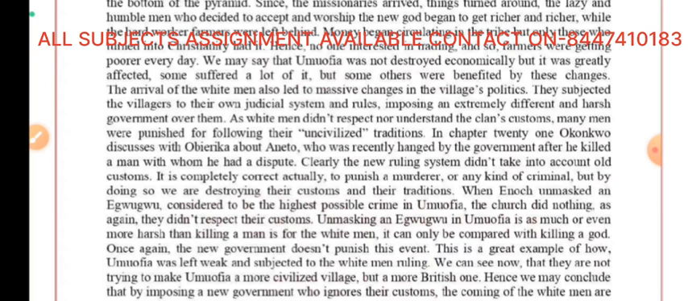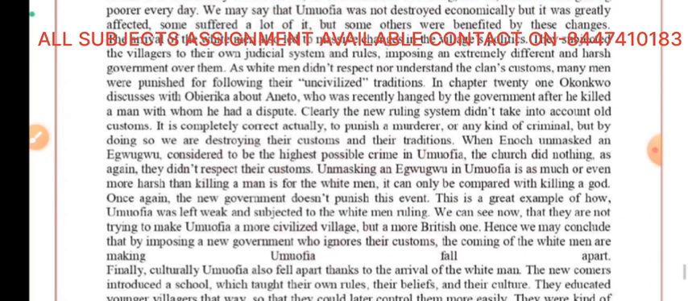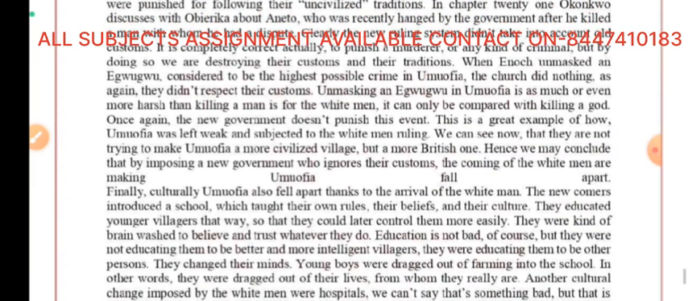The arrival of the white men also led to massive changes in the village politics. They subjected the villagers to their own judicial system and rules, imposing an extremely difficult and harsh government over them. As the white men did not respect nor understand the clan's customs, many men were punished for following their so-called uncivilized tradition. In chapter 21, Okonkwo discusses with Obierika about Aneto, who was recently hanged by the government after he killed a man with whom he had a dispute.